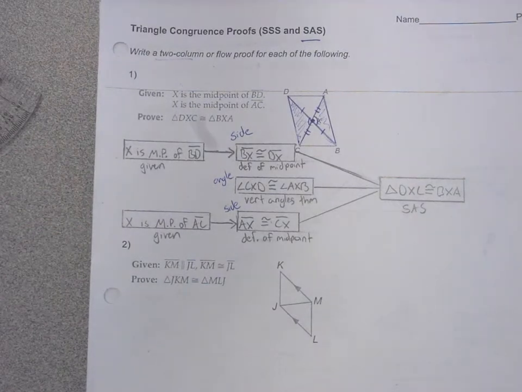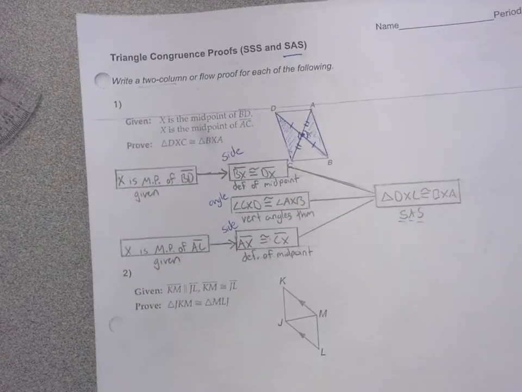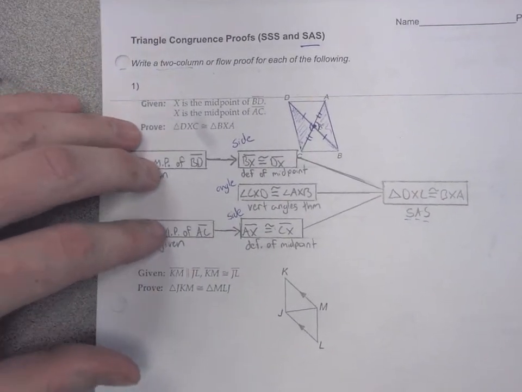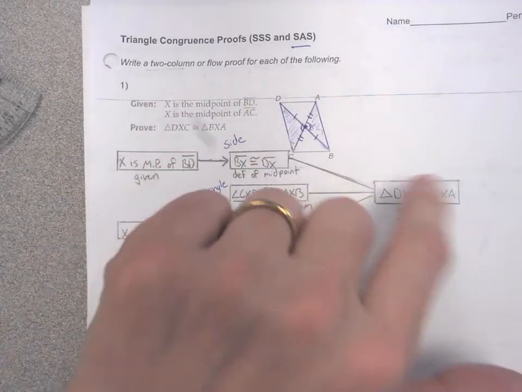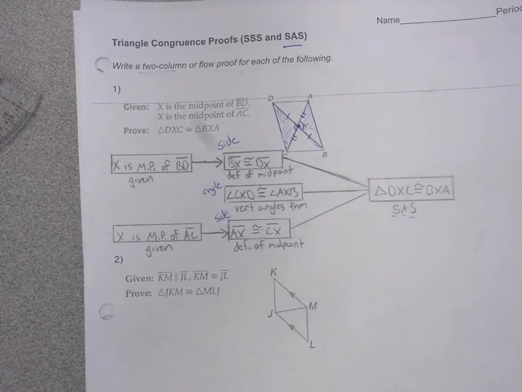Okay. So again, you don't have to use flow proofs, but it makes a lot of sense to me because if I need 3 pieces of information to conclude the triangles are congruent, I'm just going to use 3 chains of reasoning to get there. And when those all converge together, I can finally show the triangles are congruent.